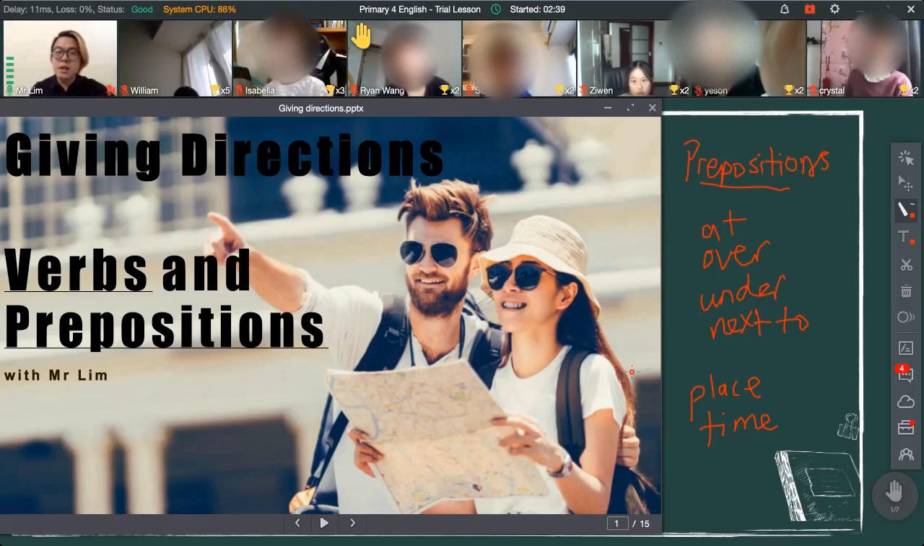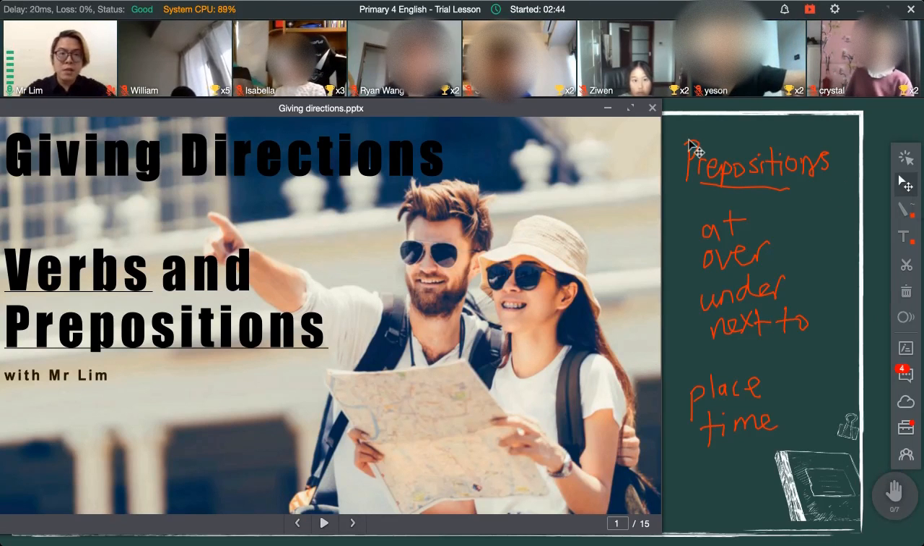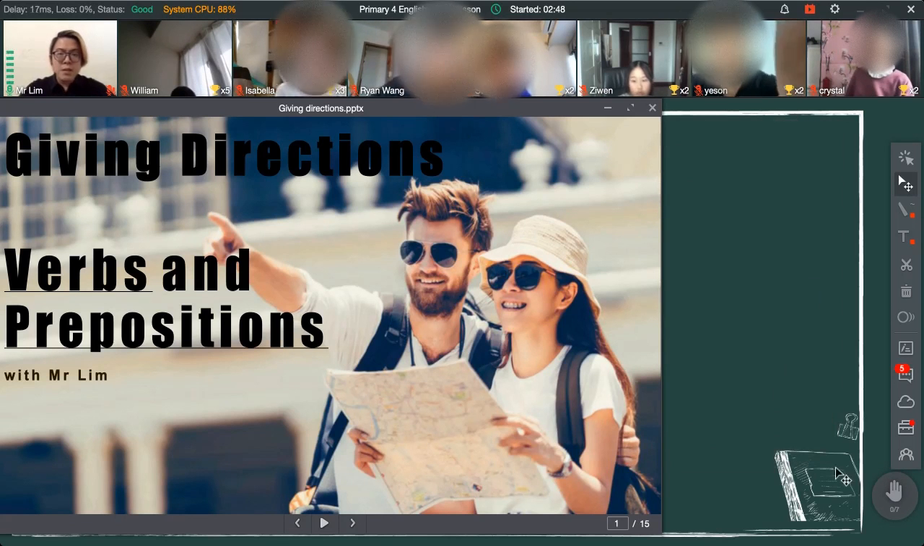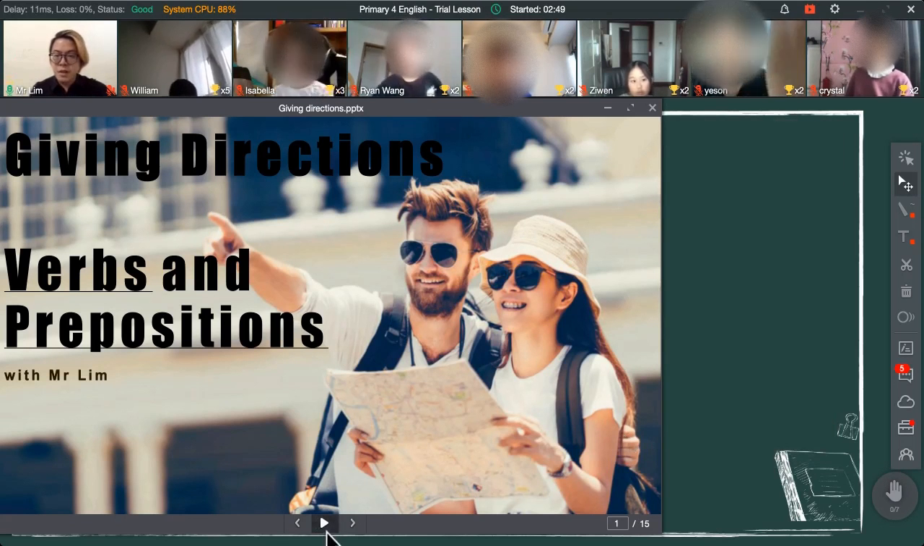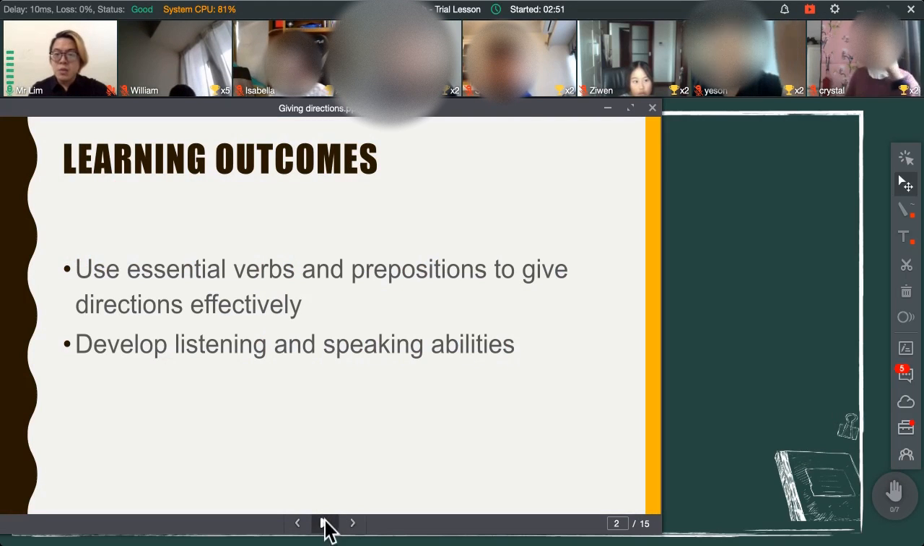Okay, today we're going to learn about giving directions using verbs and prepositions. As you can see just now, I've already gone through with some of your friends here. What is the meaning of verb and preposition? Essentially, you will be using verbs and prepositions to give directions, and you will be listening and speaking.